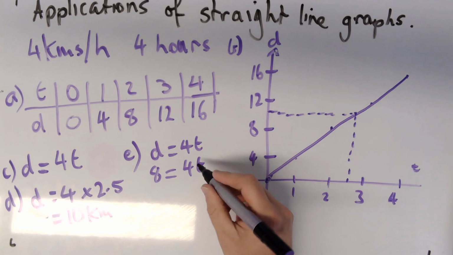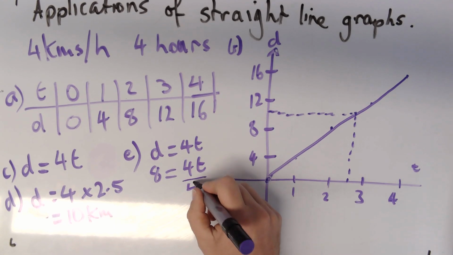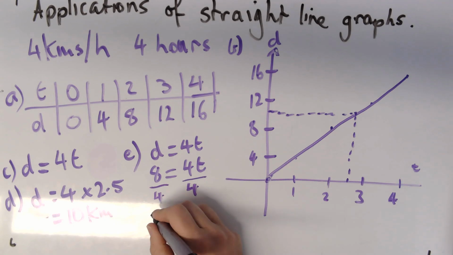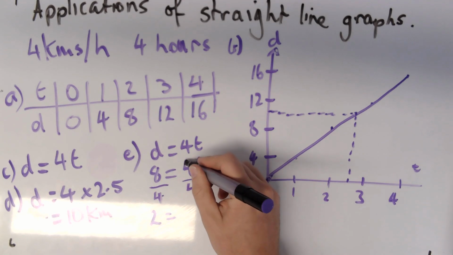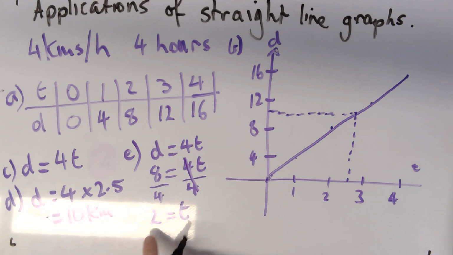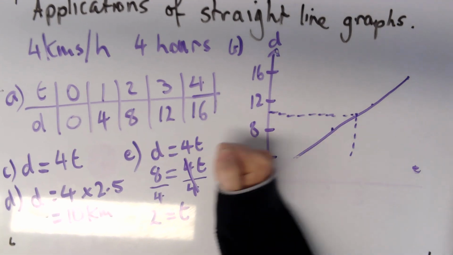The opposite of timesing by 4 is dividing by 4, and I've got to do it to both sides. 8 divided by 4 is 2. 4 divided by 4 is 1, so they cancel out. So t equals 2, or 2 hours. So look, that's each part of this question. If you want to pause it now, that way you can get this down in your notes. So pause it now. Let's go rub this out.